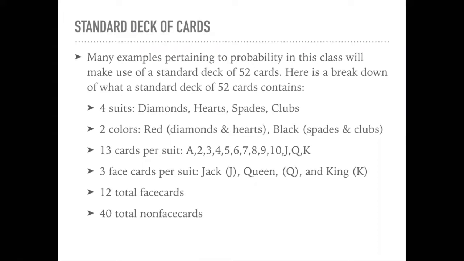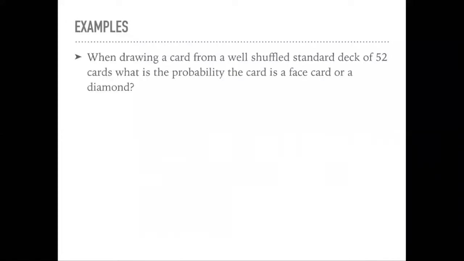All right, so this kind of gives us a little bit of a layout of what our cards look like, and we'll need this for a couple of our examples, especially the ones on our next slide. So when drawing a card from a well-shuffled standard deck of 52 cards, what is the probability that the card is a face card or a diamond? That means we're going to be using the OR formula. So the probability of face card or diamond is the probability of face card plus the probability of being a diamond minus the probability of face card and diamond.